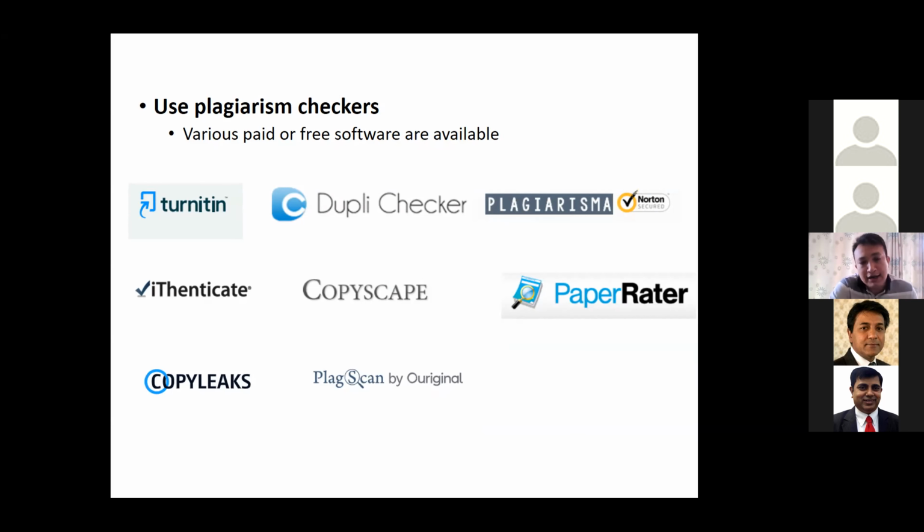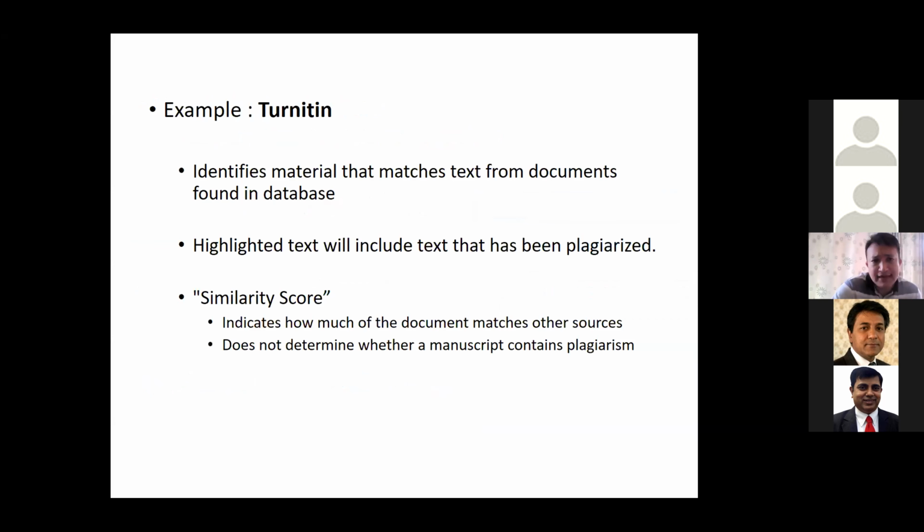And when you come back again, they will compare with your own database, and they will show a high percentage of similarity. I'll give you a brief example of Turnitin. It identifies material that matches text from documents found in the big database they have of published articles, theses, or research projects, and they will highlight the text which has been matched. It is not necessary that all the matched text is plagiarized. It is the author's responsibility or the editor's responsibility to identify whether that is plagiarized or just similar. And they will give a similarity score.